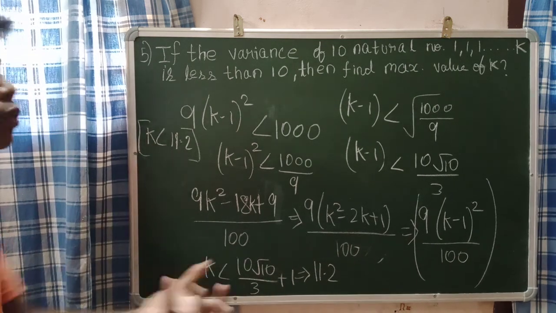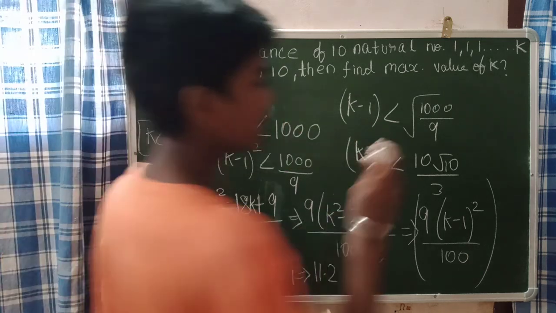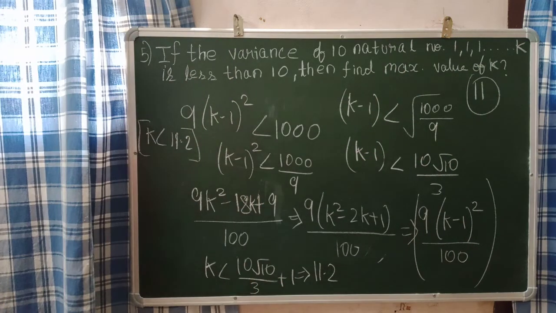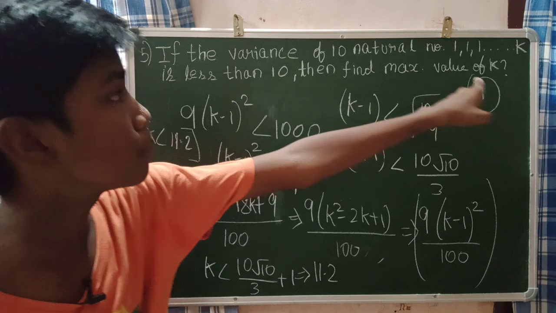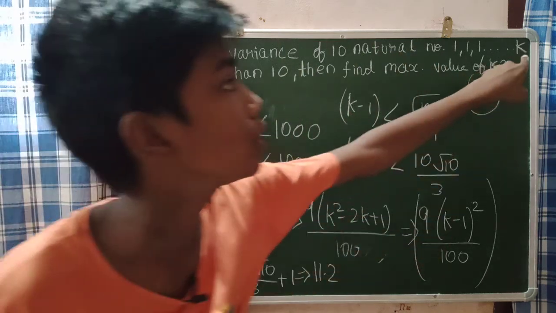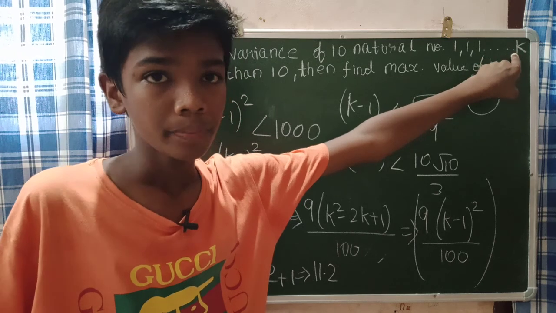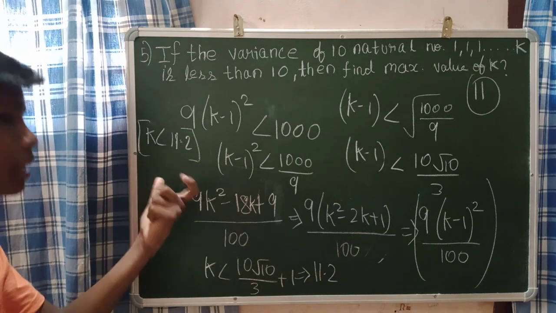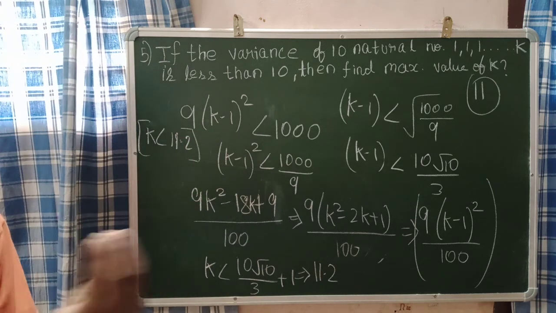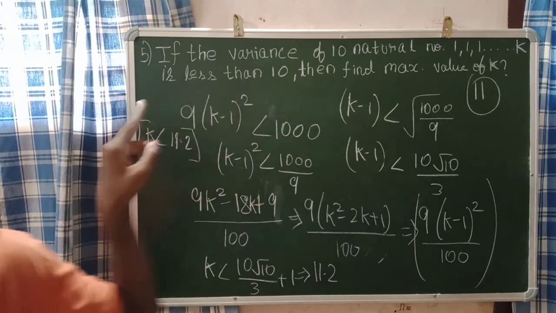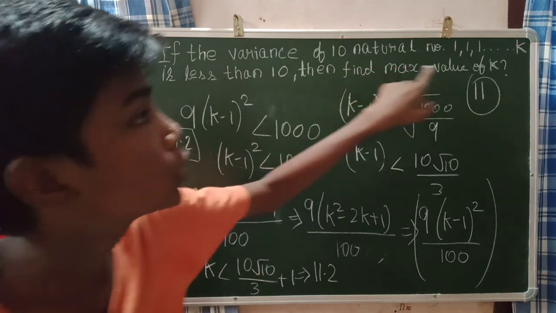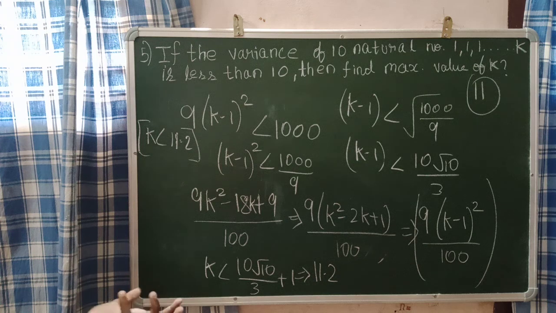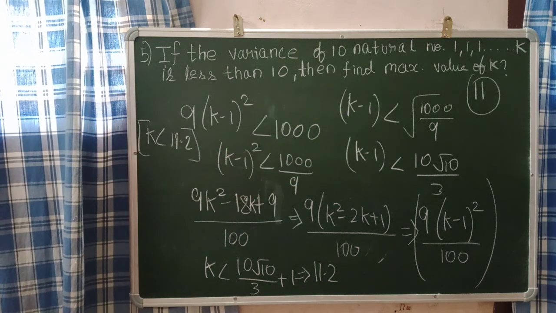If k is less than 11.2, what will be the maximum value of k? It's obvious that the maximum value of k is 11, and that's the answer for this question. They are saying that all these 10 elements are natural numbers, so of course k is also a natural number. If k is a natural number, it can't be 11.2. You can ask, why can't it be 11.1999? No, because all those elements are natural numbers, so k is also a natural number. Less than 11.2, what natural number do we have? 11 only. So 11 is the maximum value of k.